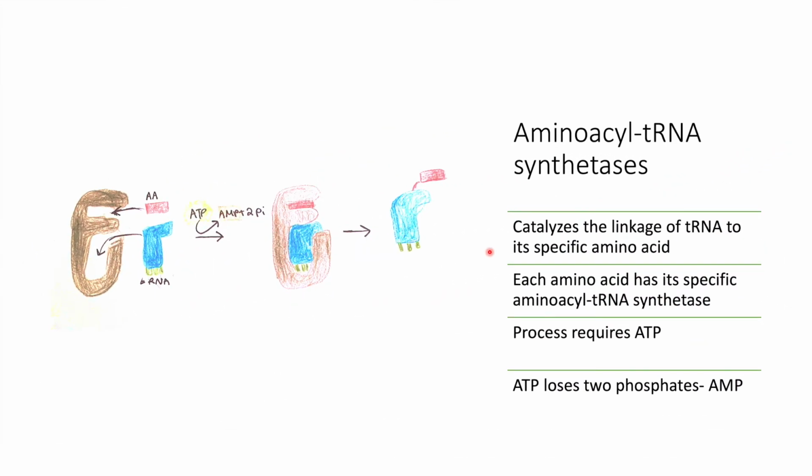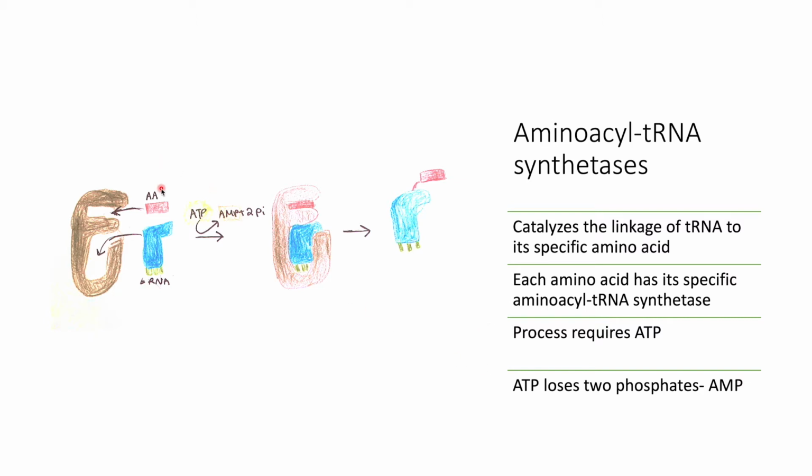Now that we've discussed the structure and function of tRNAs, we will go over aminoacyl-tRNA synthetases, which are enzymes that catalyze the linkage of tRNA to its specific amino acid. Each amino acid has its specific aminoacyl-tRNA synthetase. This process requires ATP because it is endergonic.